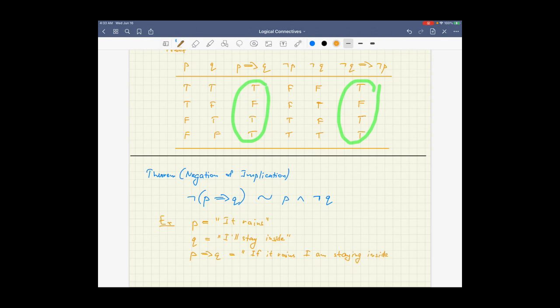Now, how would the negation of P implies Q look like in this case? Negation to P implies Q. Right? According to this theorem, it's P and not Q. Well, P is, it rains, and I'm going out. Not Q, right? Q is I'll stay inside, so not Q means I'm going out. I'm going outside. So negation to P implies Q is it rains and I'm going outside.